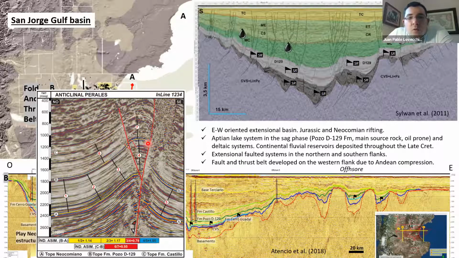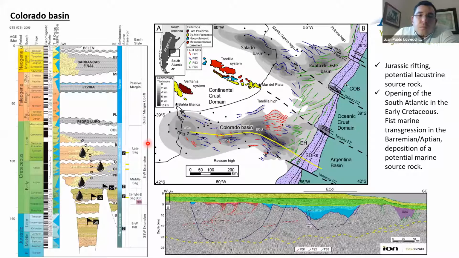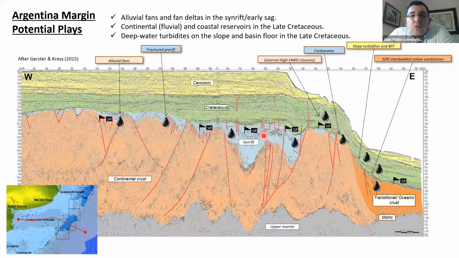Okay, let's see an example from offshore. This is the Colorado Basin. In the Colorado Basin, we have several plays, either in the syn-rift, which can be these alluvial fans and fan deltas associated with lacustrine source rocks in the depocenters. And after the breakup, the South Atlantic breakup, we have the marine transgression in the Aptian, and we can also have accumulations in structural closures, in carbonates, self-contained carbonates, let's say stratigraphic traps, or stratigraphic traps associated with turbidites in the passive margin.